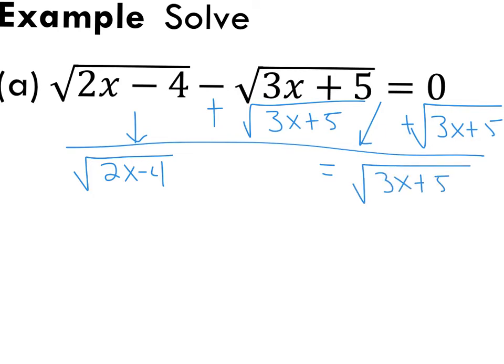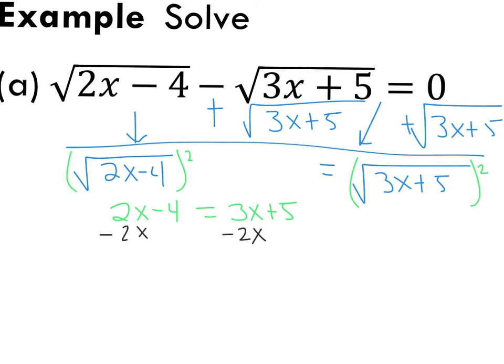Now we have to say, okay, how do we undo square root? Well, remember you're going to square both sides. And look, we know when we square a square root, the sign goes away. So 2x minus 4 should equal 3x plus 5. And now all that's left for us to do is to solve for x. I like to look at my x's positively, so I would subtract 2x on both sides and also subtract 5. So negative 9 equals x.